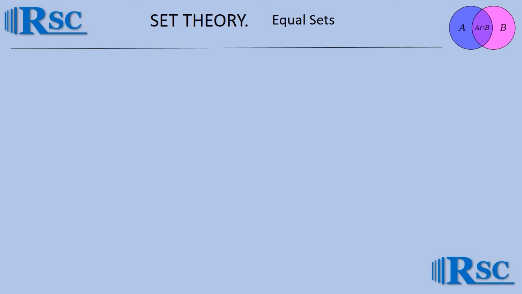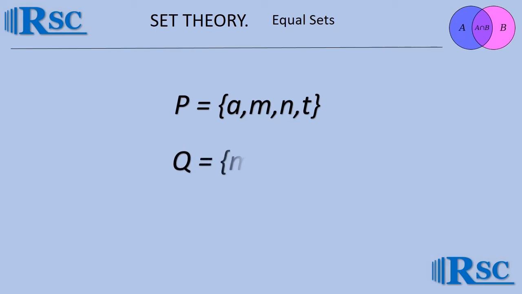And let's look at another example. Say the set P contains A, M, N, and T, and the set Q contains M, T, A, and N. These sets are equal, once again because they have the same number of elements, that being 4, and they have the same elements, albeit in a different order.